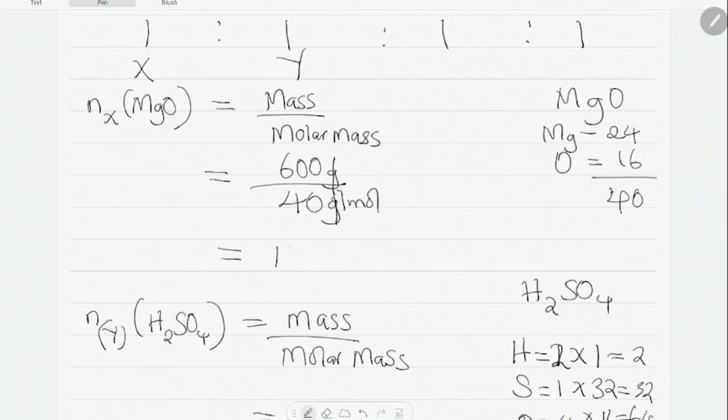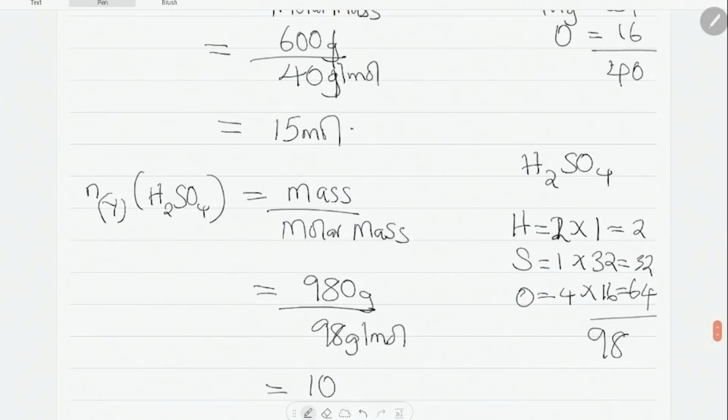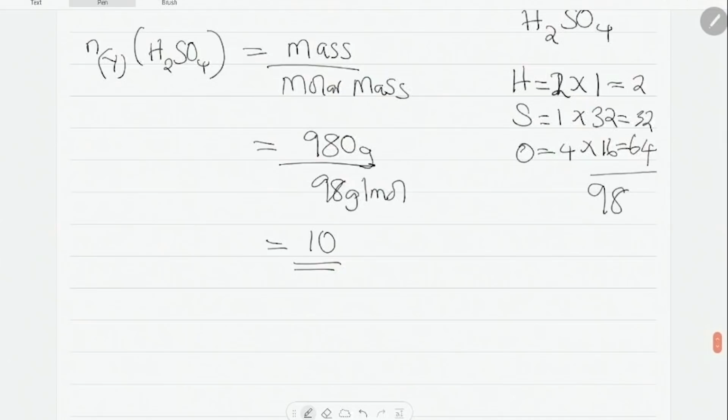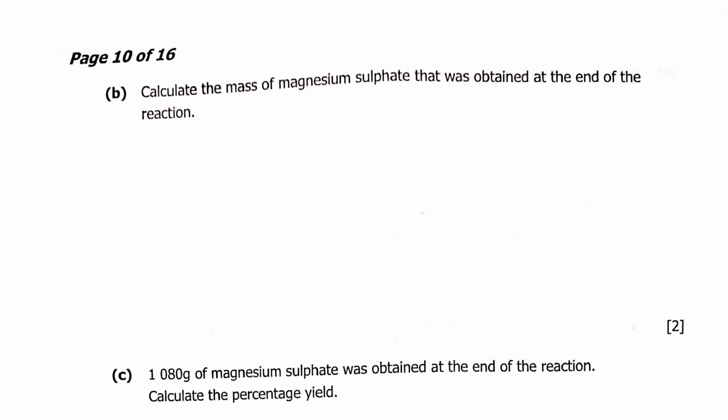So the smallest number of moles is the limiting reagent. Therefore, Y, which is sulfuric acid, with a small number of moles, is the limiting reagent. We move on to the next question.